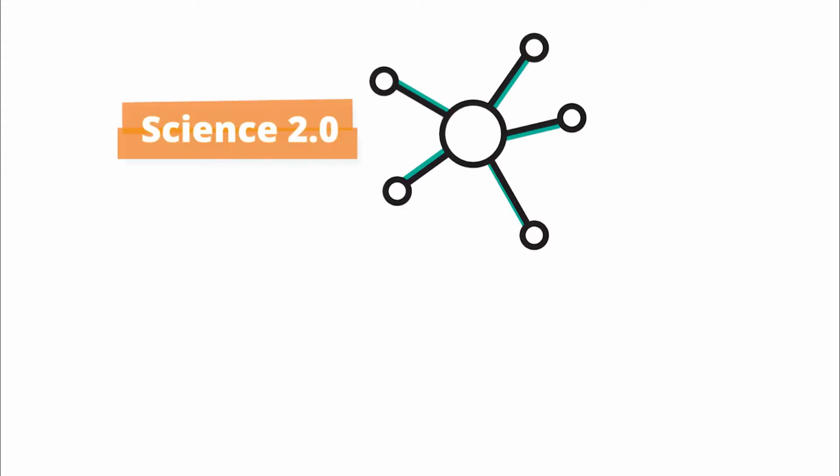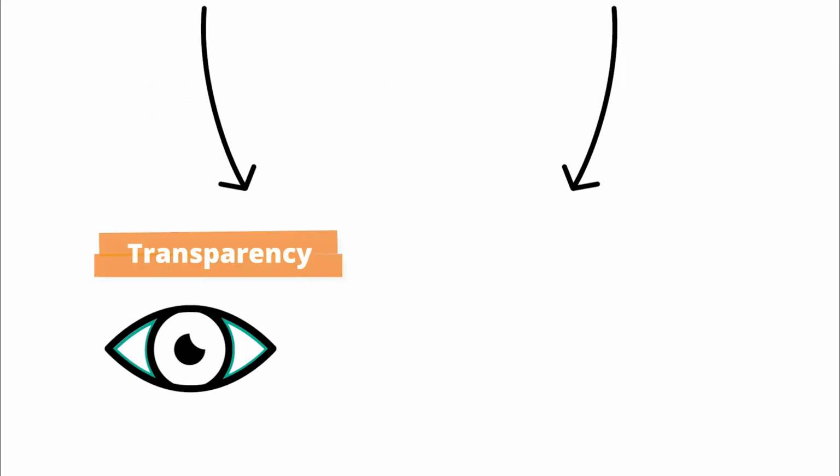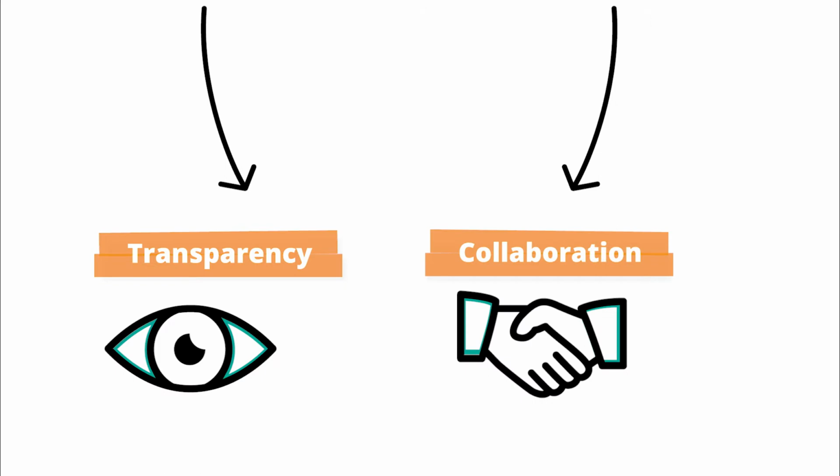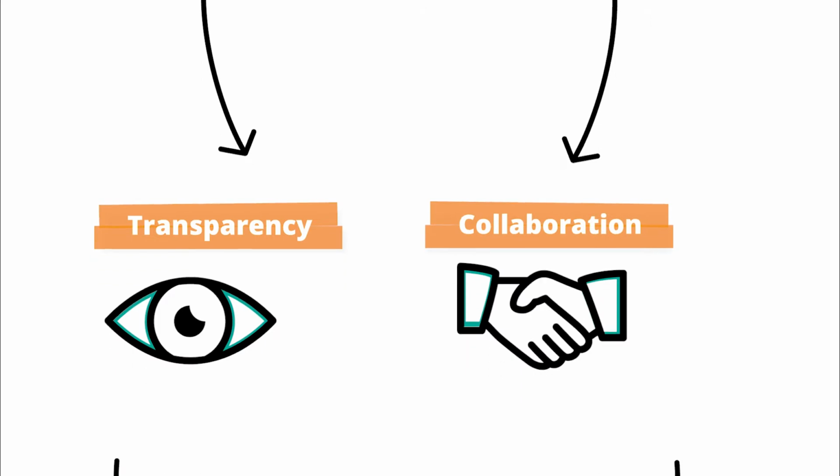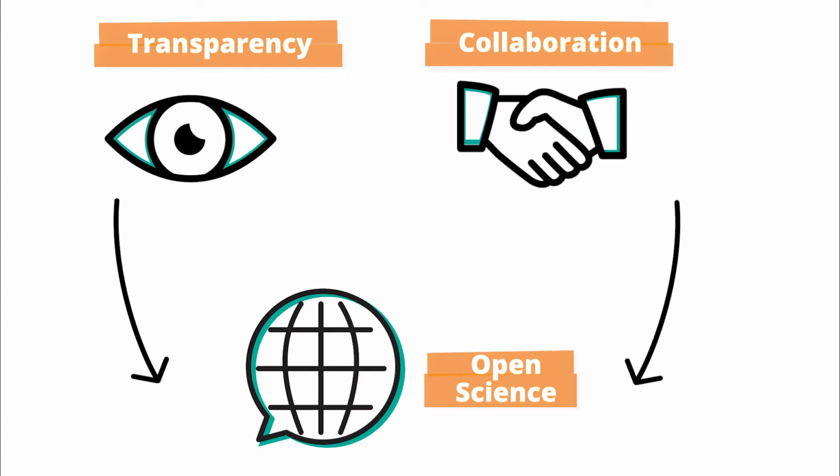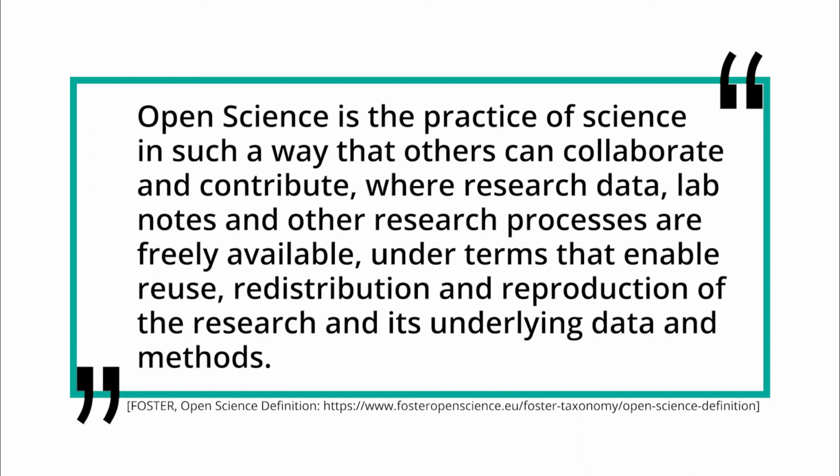In a nutshell, Science 2.0 means using Web 2.0 social technologies to increase transparency and encourage collaboration throughout the research process. Science 2.0 is closely related to the concept of open science. According to Foster, open science is the practice of science in such a way that others can collaborate and contribute, where research data, lab notes, and other research processes are freely available under terms that enable reuse, redistribution, and reproduction of the research and its underlying data and methods.